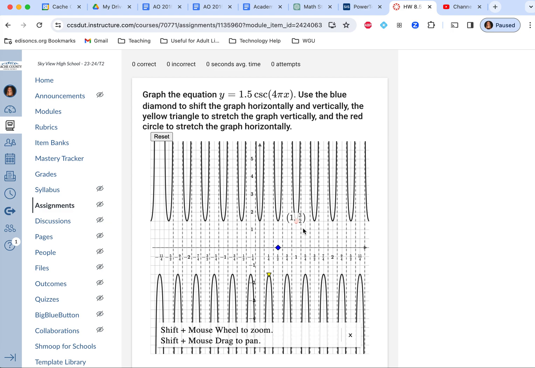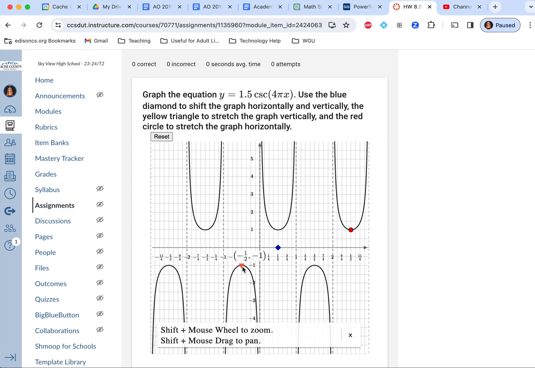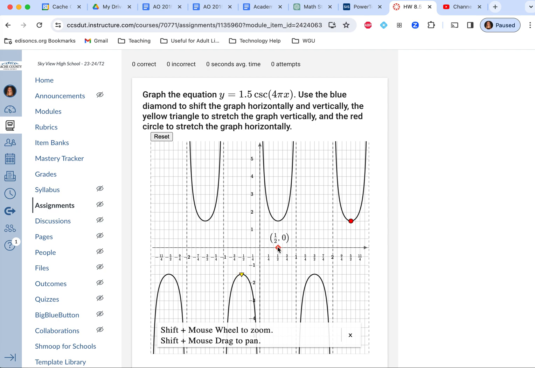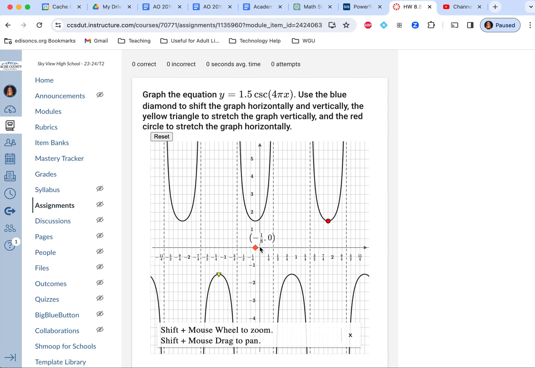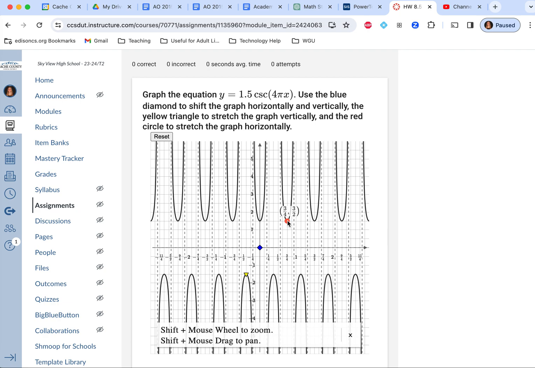It gets really messy. So the trick is, and I'm just going to reset this, is to move the blue diamond to the middle so we can pretend for a minute that this is a secant graph, because secant starts with the parabola. And that means the third parabola would be at the end of the period. So I can drag this into 1/2 because we just calculated the period is 1/2.